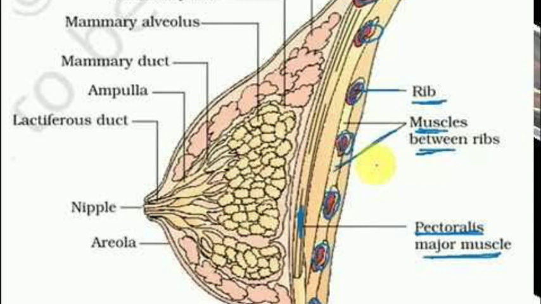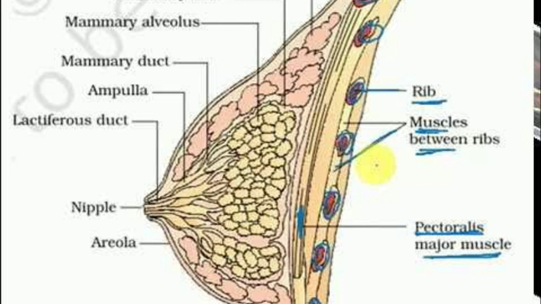So what does this alveoli lead to? The alveoli open into mammary tubules. The tubules of each lobe join to form a mammary duct. Okay, the alveoli open into mammary tubules. The tubules of each lobe join to form a mammary duct.